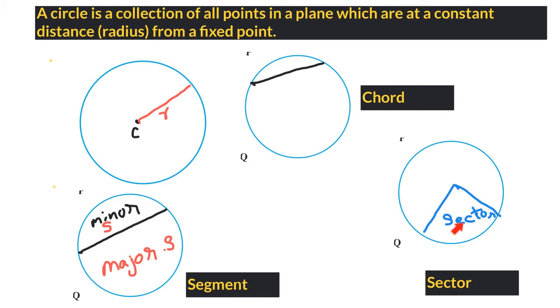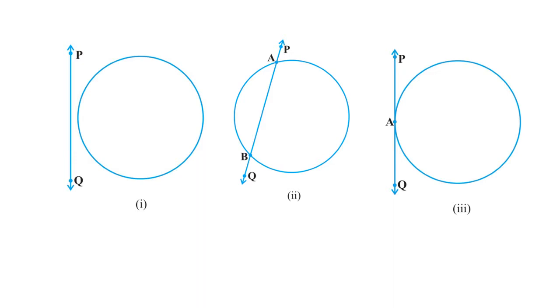Now let us examine the different situations that can arise when a circle and a line are given in a plane. Let us consider a circle and a line PQ. There can be three possibilities as shown over here. If you observe in figure 1, the line PQ and the circle have no common points. In this case, PQ is called the non-intersecting line with respect to the circle.